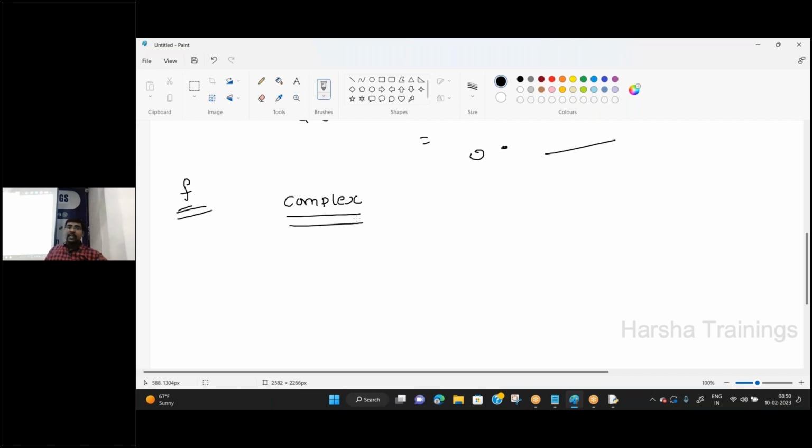Here you need to remember some points related to complex numbers. Any number of the form a plus bj is called a complex number. For example, 2 plus 3j is called a complex number. Is it clear, everyone?